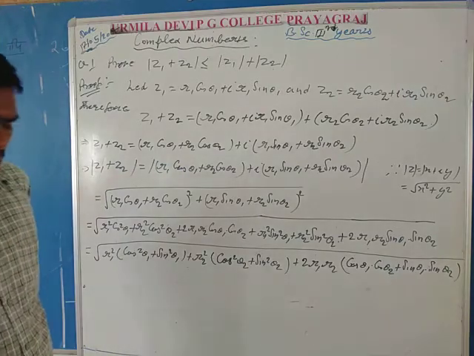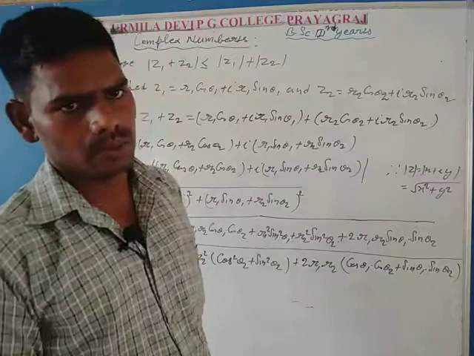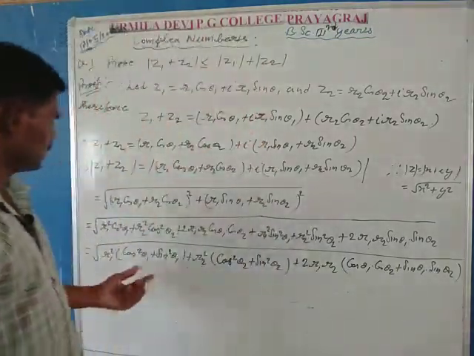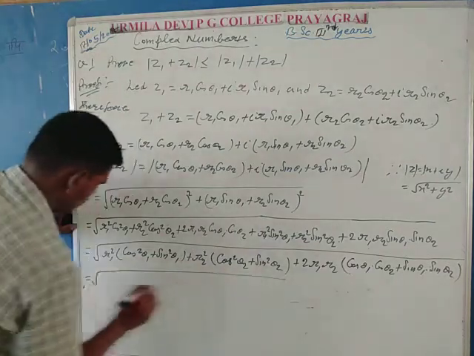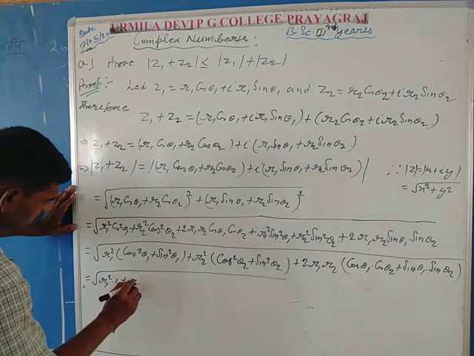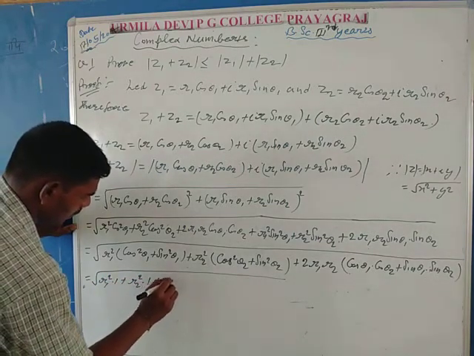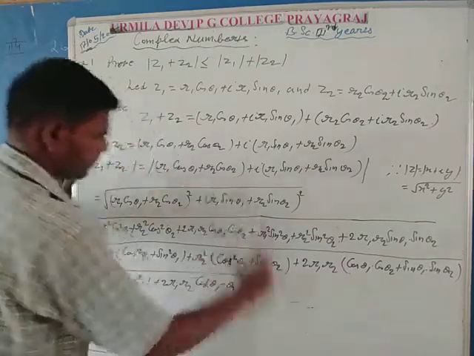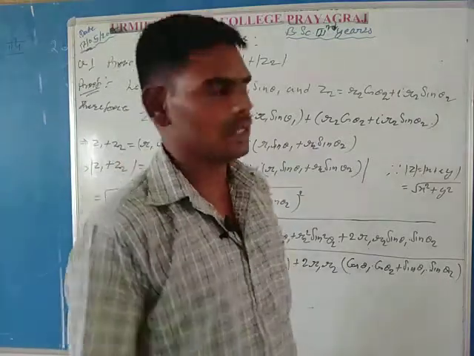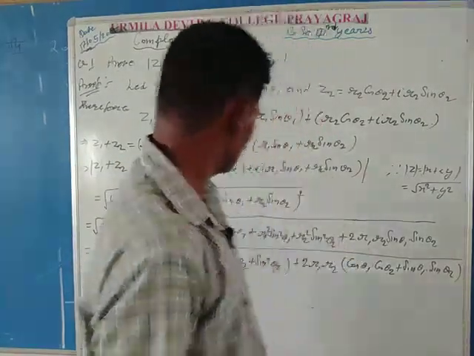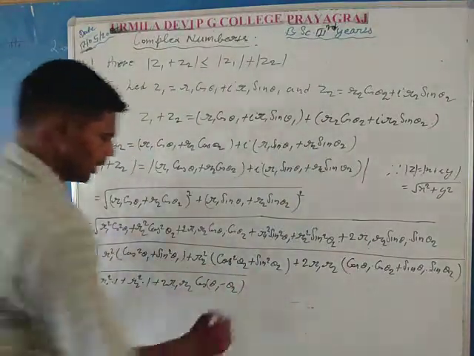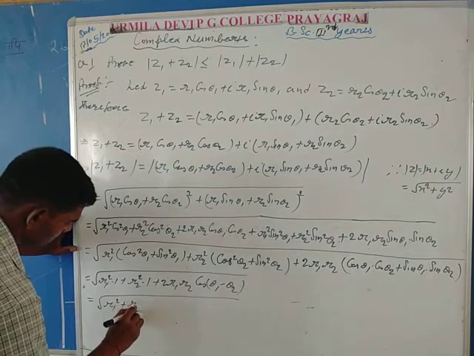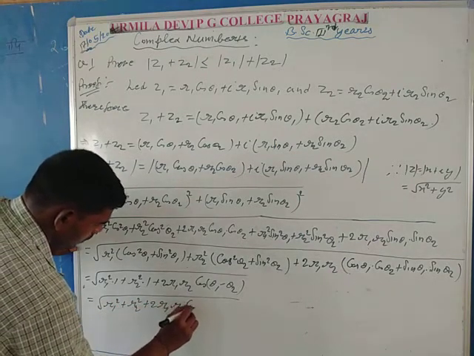Here we use two trigonometric formulae: sin square theta plus cos square theta is equal to 1, and cos of A minus B equals cos A into cos B plus sin A into sin B. So this equals r1 square into 1 plus r2 square into 1 plus 2 times r1 r2 cos of theta 1 minus theta 2, since cos theta 1 cos theta 2 plus sin theta 1 sin theta 2 is cos of theta 1 minus theta 2. Taking the square root, it implies root of r1 square plus r2 square plus 2 times r1 r2 cos of theta 1 minus theta 2.